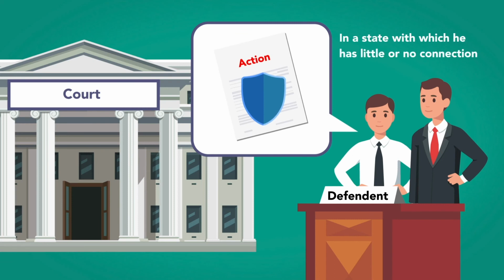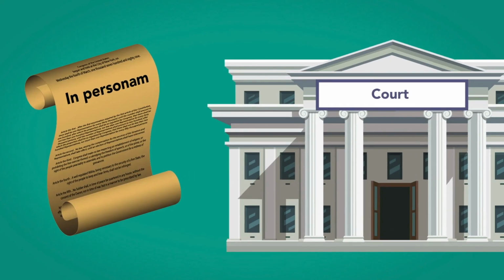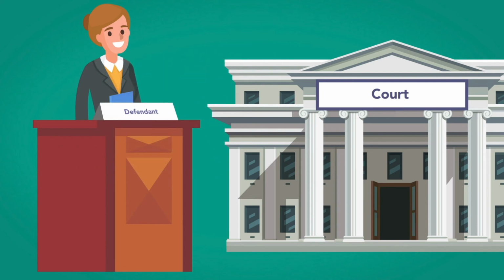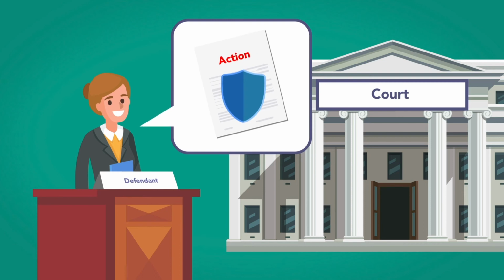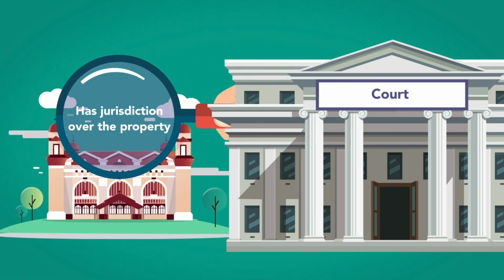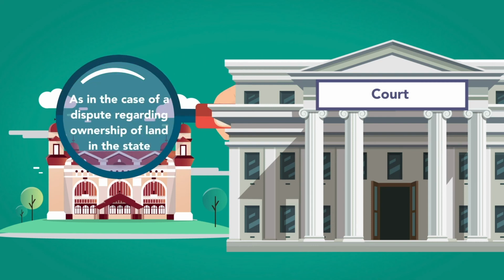or no connection. Personal jurisdiction can be based on in personam, which means that the court has jurisdiction over the person because she has substantial connections with the state, and there is some other basis upon which it is fair to expect the defendant to defend the action, or in rem, which means that the court has jurisdiction over the property that's the subject matter of the suit, as in the case of a dispute regarding ownership of land in the state.